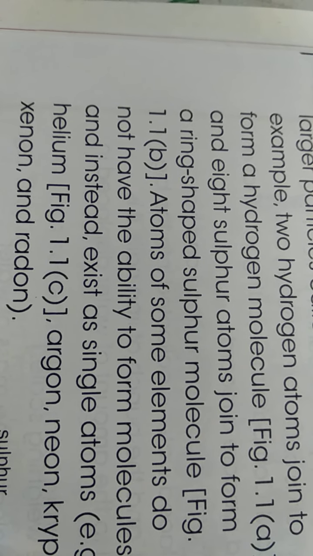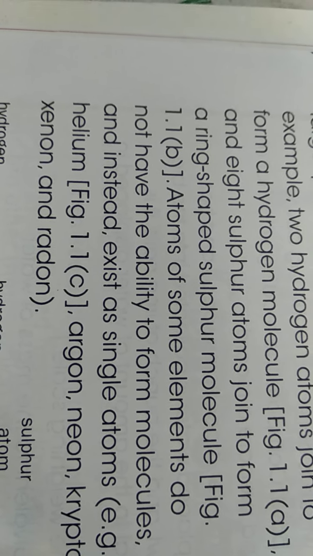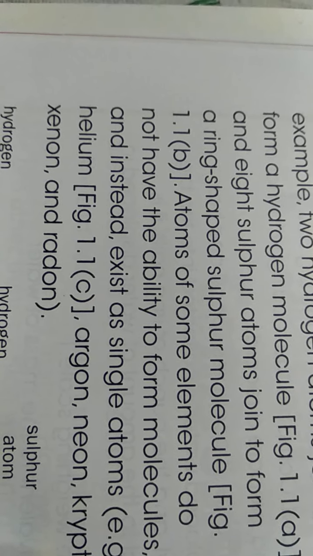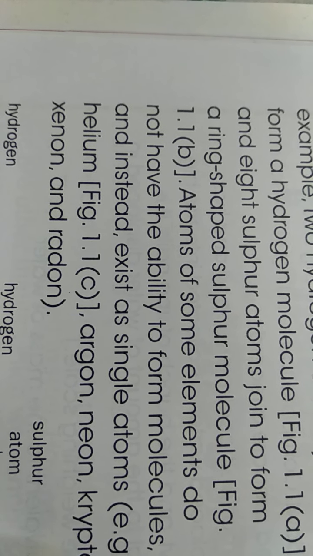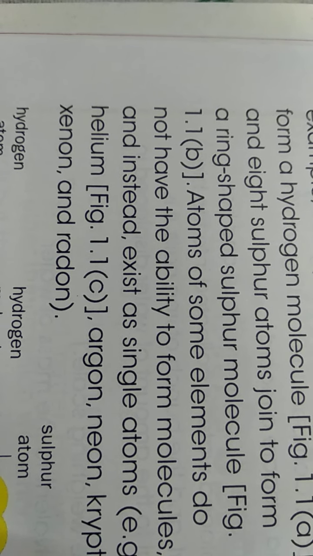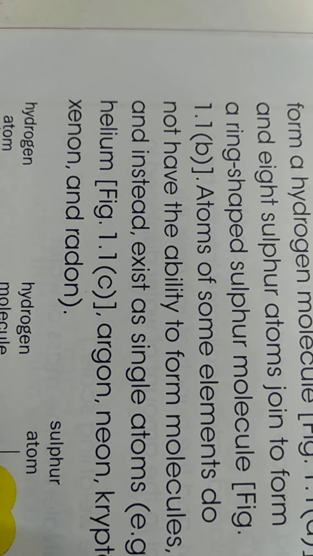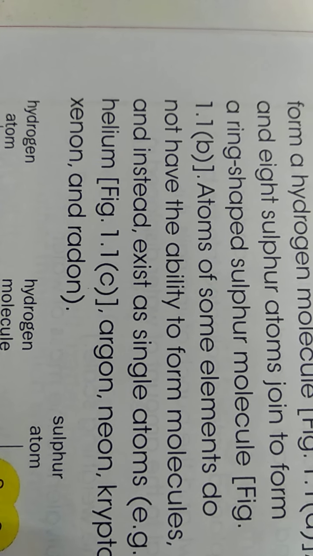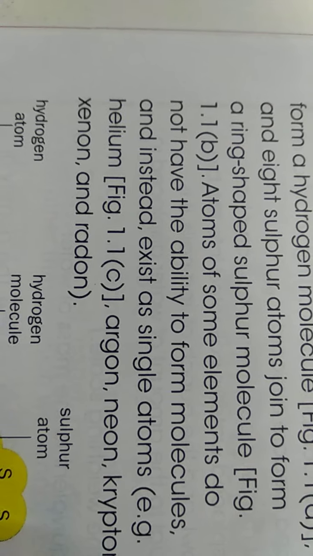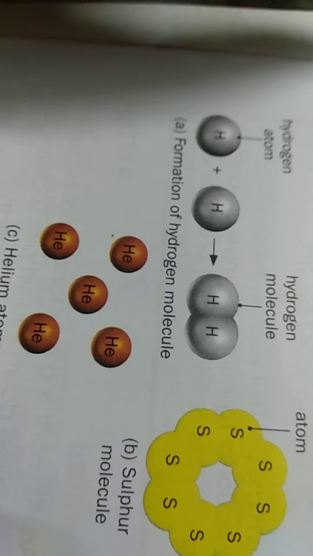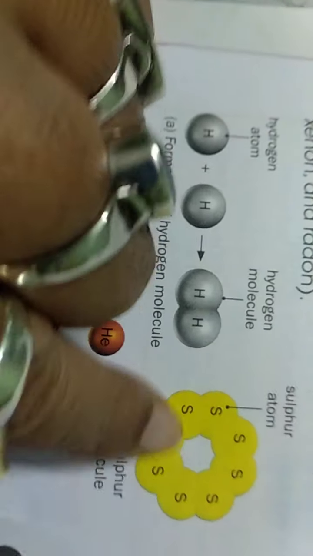Atoms of some elements do not have the ability to form molecules, and instead they exist as single atoms. Examples are helium, argon, neon, and krypton. See, sulfur and hydrogen form molecules, but this is a helium atom. They are not combining.